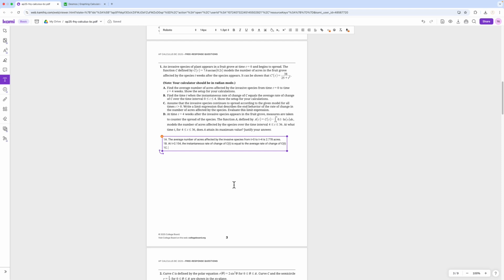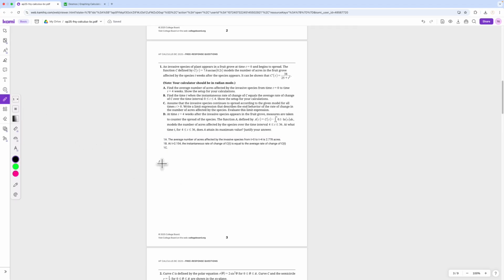Now for 1c. Assume the invasive species continues to spread according to the given model for all t greater than 0. Write a limit expression to describe the end behavior of the rate of change and evaluate it. So how do we do this? What you want to do is write the limit as t goes to infinity. The drawing is not the best as I'm doing this on my mouse, but it will do.